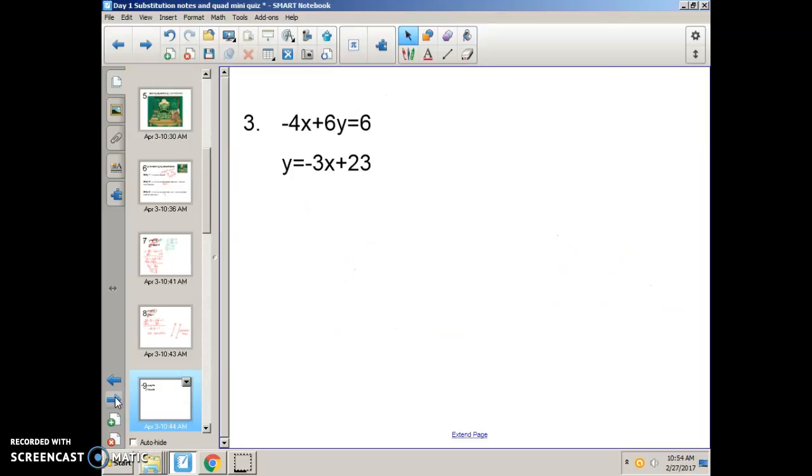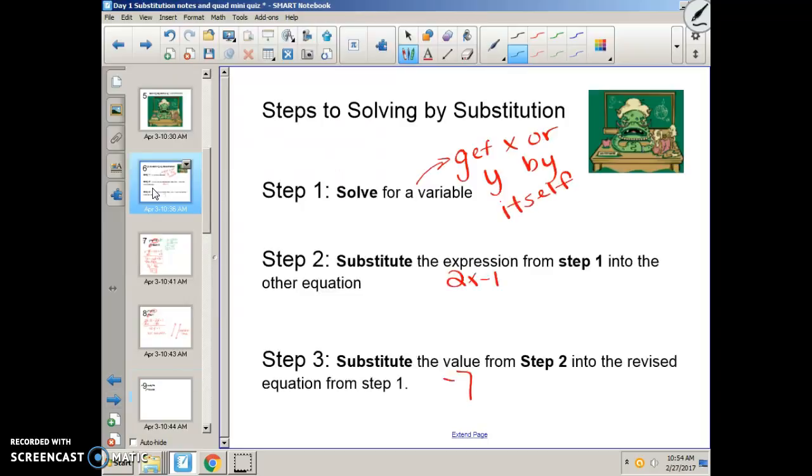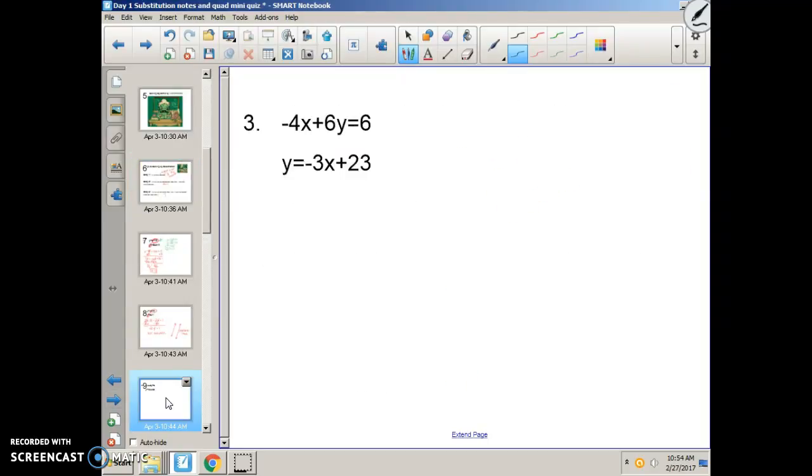Moving along to number 3. All right, so this one, again, let's check our steps. Solve for a variable. Get x or y by itself. Sweet, they already have that done for us. In the second equation, it says y equals this. That means y is by itself. I don't even have to do that step 1. Okay, I do have to know that that is going to replace y in this equation.